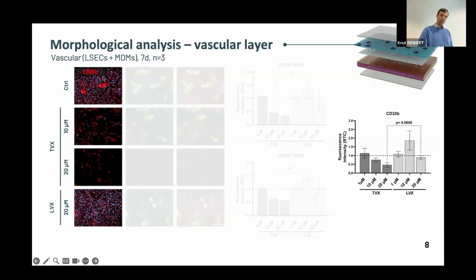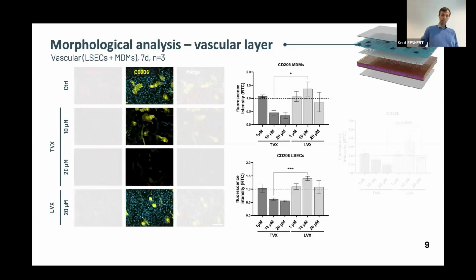What you see is a reduction in signal intensity in the immunofluorescence stainings with increasing concentrations of trovafloxacin, which is not visible at high concentrations of levofloxacin. The quantification of the fluorescence intensity analysis is also shown on the right. It's not significant, however, you see a trend.